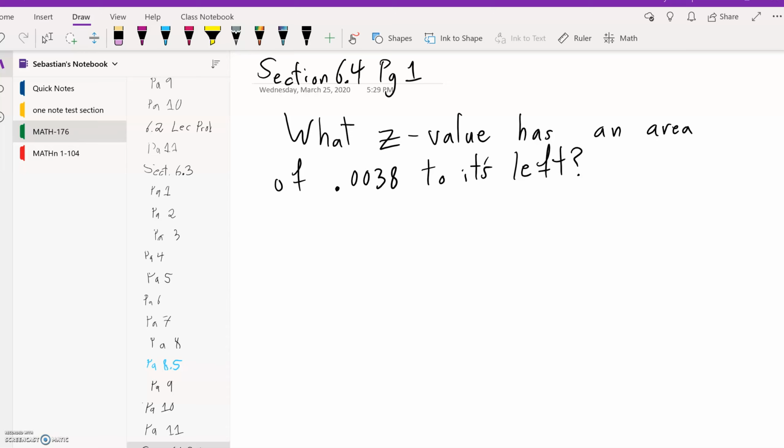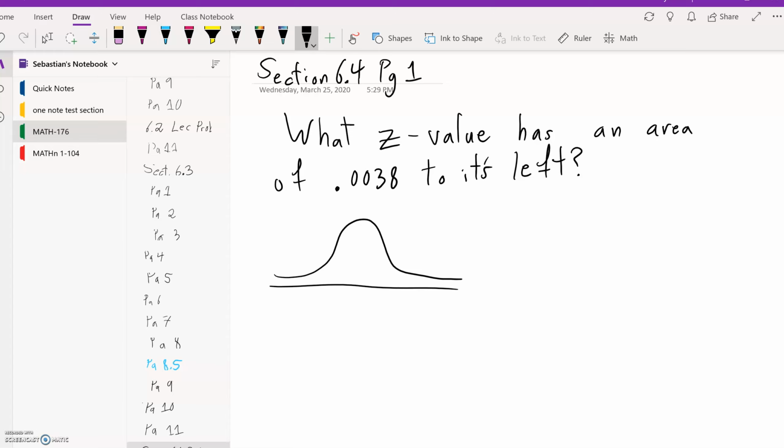I have written down a problem here. It asks you what z-value has an area of 0.0038 to its left. A z-value is a z-score. Z-scores are associated with the standard normal distribution. That is a distribution with a mean of 0 and a standard deviation of 1.